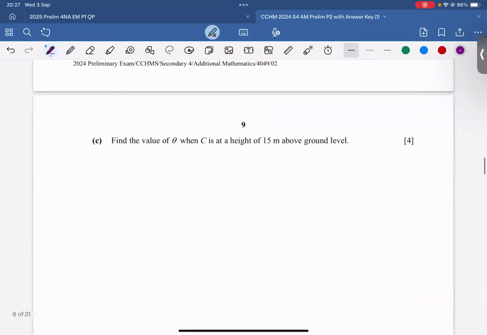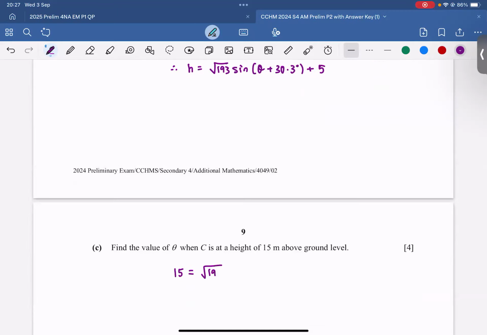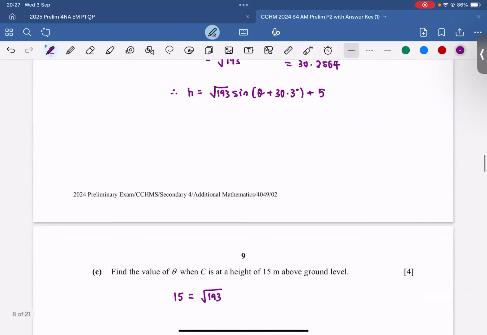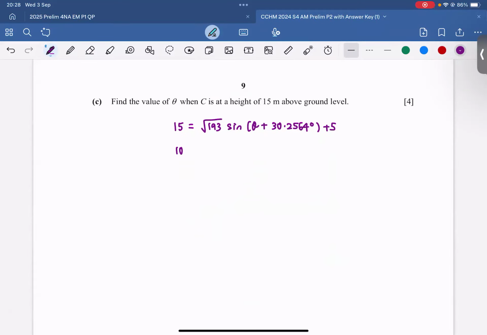So find the theta when the height is 15. So just put 15 into the h. 15 equals square root 193 sine theta plus. Do not use 30.3 here. This is a working, so we have to use more significant figures. Plus 5. Okay, so to solve this, what do we do? We subtract the 5 over first. Then after that, we divide by square root 193.